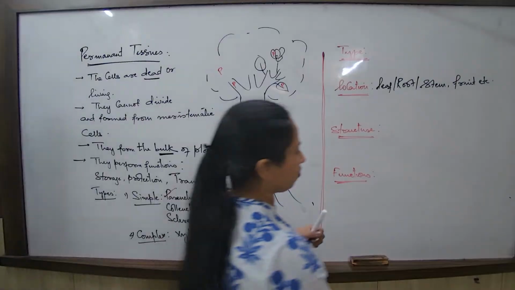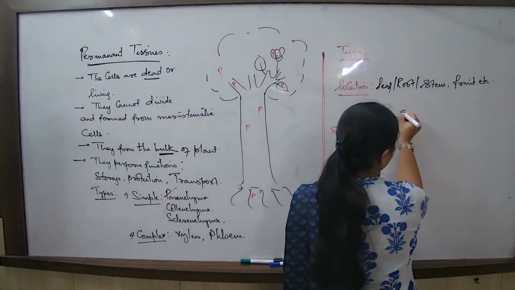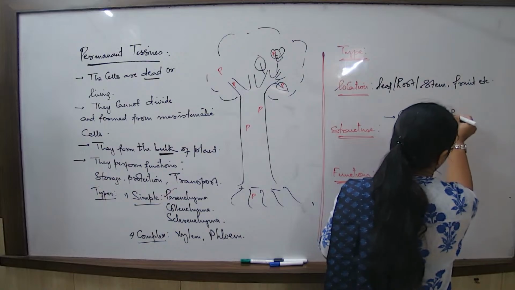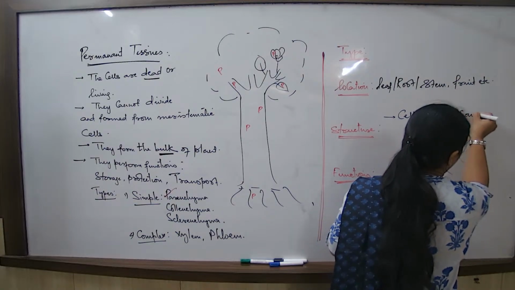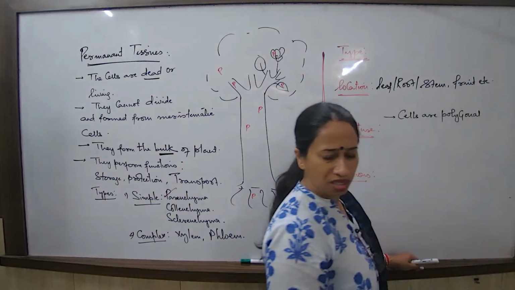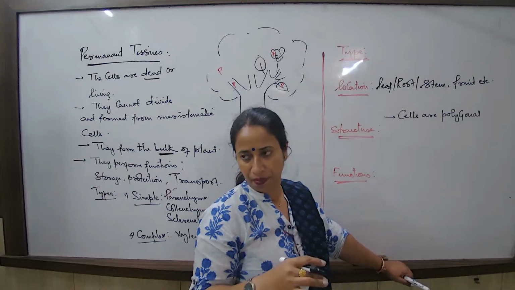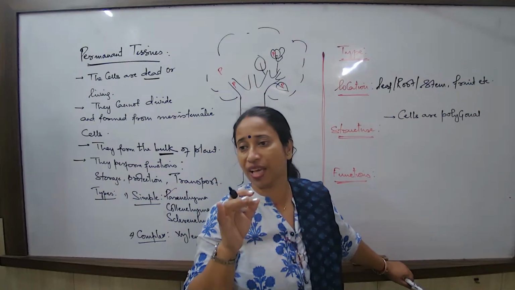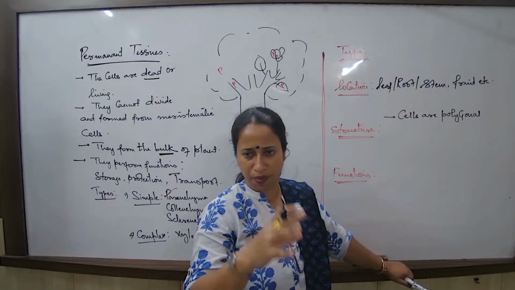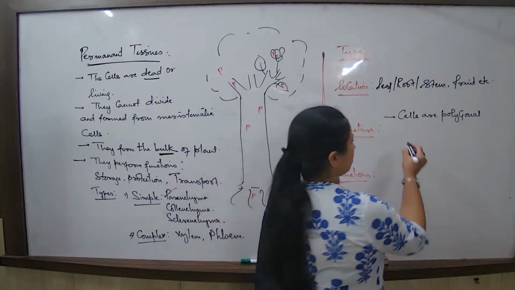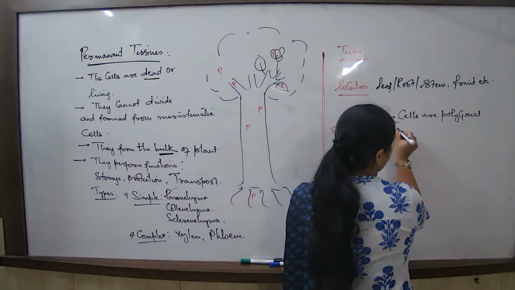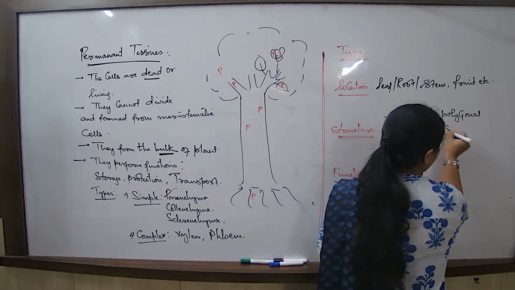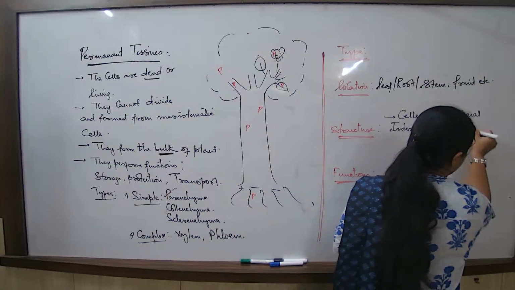So when we are talking about the structure, the cells are of variable shapes, polygonal. What is the meaning of polygonal? The shapes are not definite. Not necessarily hexagonal, not necessarily spherical, variable shapes are there. But intercellular spaces are present.